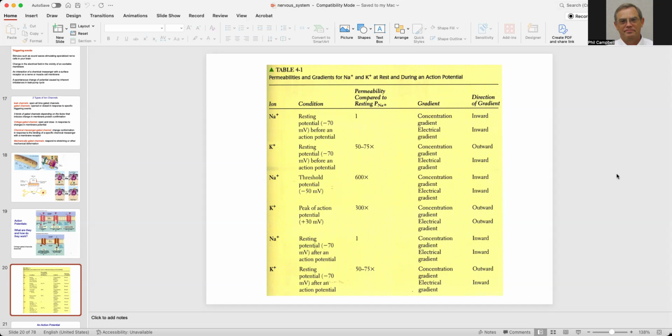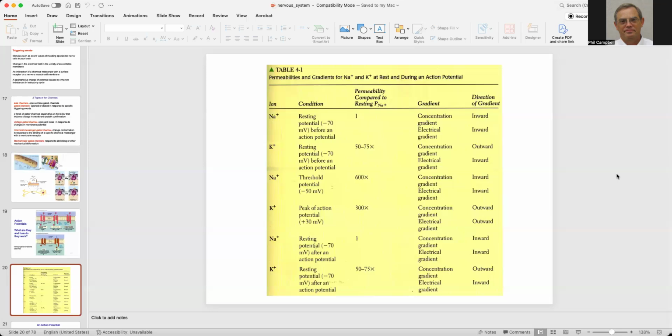When we reach this threshold, that means they open. This means that these are not the leaky channels. These are their own types of gated channels. They open. This greatly enhances the permeability for sodium, 600 times that of a resting membrane potential for sodium. So that's the reason why it goes from minus 70, threshold potential, say minus 55, all the way up to plus 30. They close at plus 30. That means no more. The only way sodium is going to get into the cell is via the leaky channels, which are always open, right?